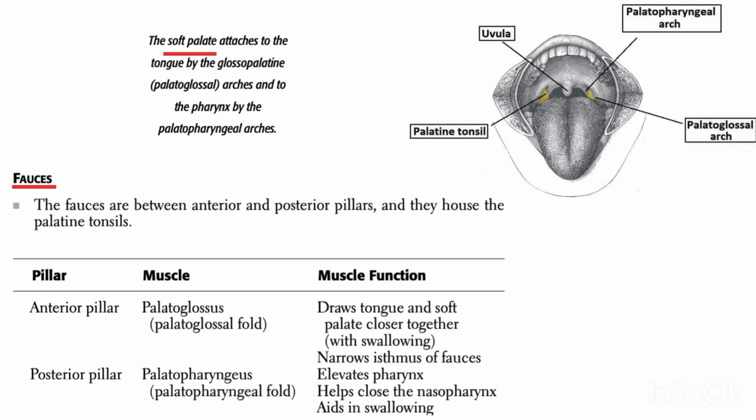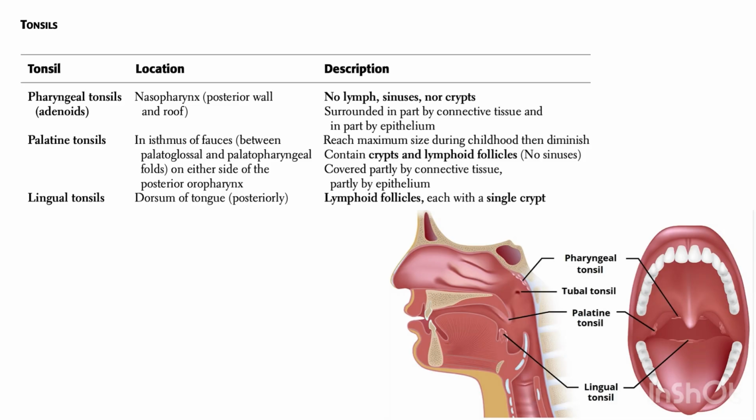The palatoglossus muscle, or we can say palatoglossal fold, forms the anterior pillar. Its function is to draw the soft palate and tongue together to help in swallowing. The posterior pillar is made up of the palatopharyngeus muscle, or palatopharyngeal fold. It will elevate the pharynx, and it also helps to close the nasopharynx. Ultimately, both of them function to facilitate swallowing.